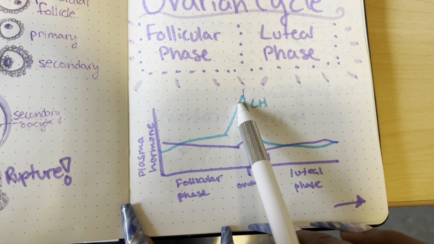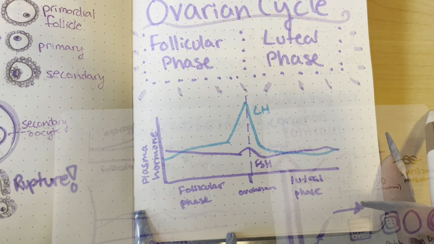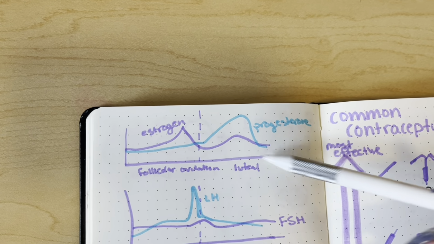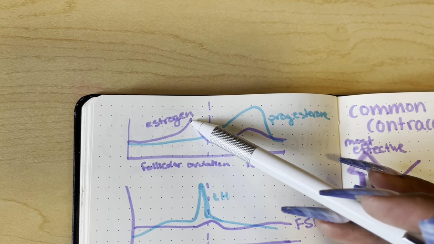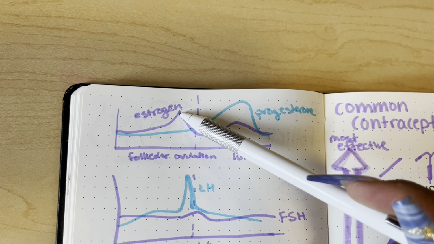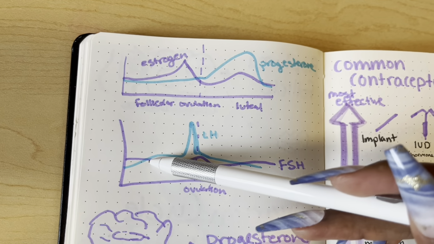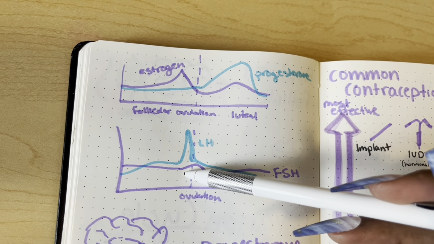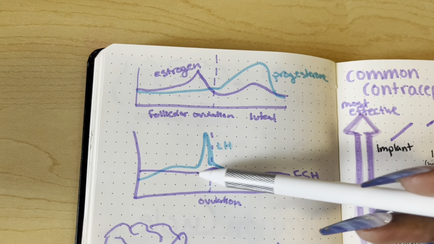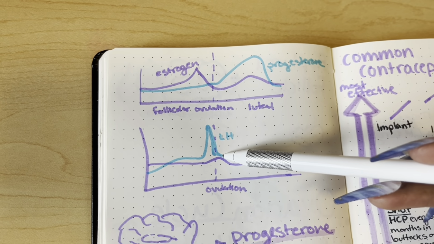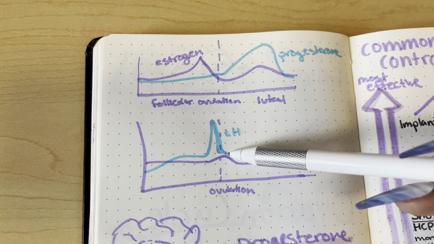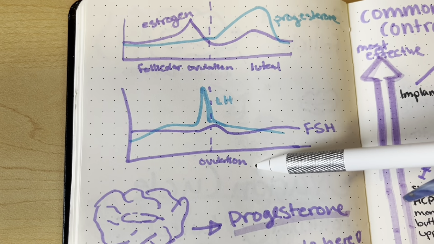FSH causes the maturation of the follicles in the ovary. As the follicles grow, more estrogen is released. One dominant follicle develops that will release a single ovum in the cycle. Estrogen acts to suppress FSH production, providing negative feedback. The high levels of estrogen also cause the pituitary gland to release a massive surge of LH, which triggers the oocyte to be released from the follicle on the 14th day. This release is called ovulation.